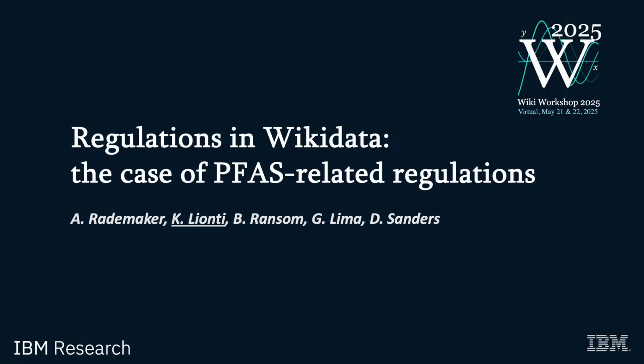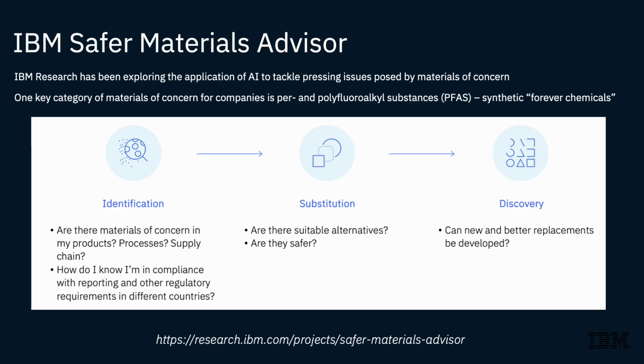I'm with IBM Research, and this presentation will be about regulations in Wikidata, specifically for the case of PFAS-related regulations. Recently, IBM launched the Safer Materials Advisor, an AI-powered app aiming to help corporations proactively identify and then phase out harmful substances. One key category of materials of concern is PFAS, which stands for per- and polyfluoroalkyl substances, more commonly referred to as forever chemicals. In order to help companies identify and replace hazardous chemicals like PFAS, it is essential that PFAS regulations are well organized and accessible, something Wikidata can help enable.